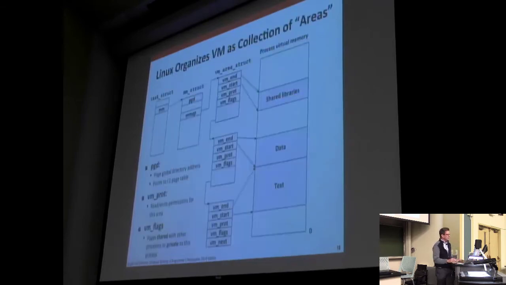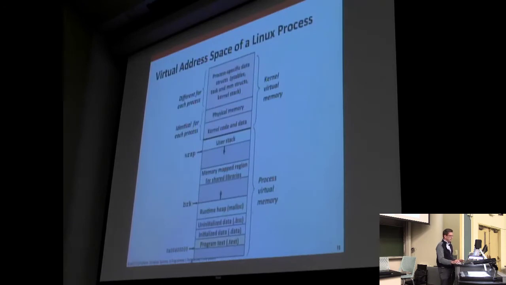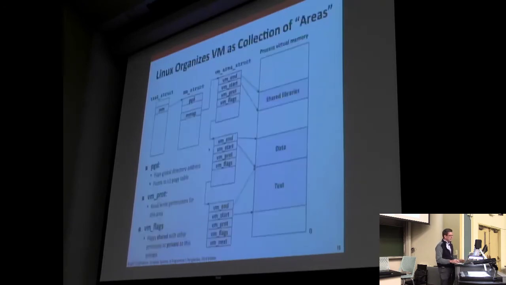Now, Linux organizes this virtual address region as a collection of what it calls areas. An area is like a segment. Think of it as a contiguous chunk of related memory items. So there's an area for code, there's an area for data, shared libraries have areas, there's an area for the stack.